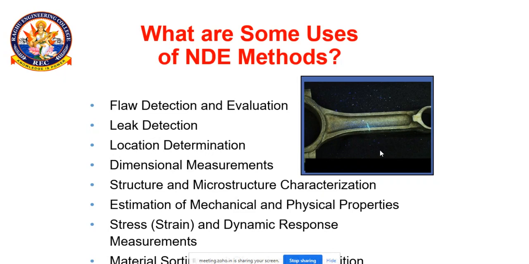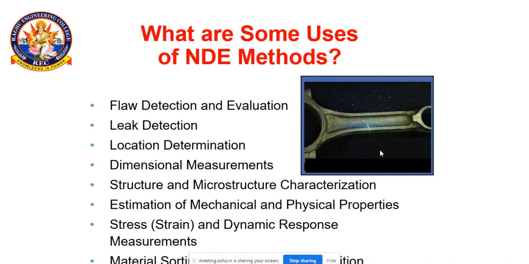And the third one is location determination. In ships, submarines and aeroplanes, we use radar to find out the location, and to find out the detection by using ultrasounds. In submarines they use ultrasound to find out the depth of the sea, and also in ships they use this ultrasound. And dimensional measurement is a visual inspection. Dimensional measurement also comes under non-destructive testing.